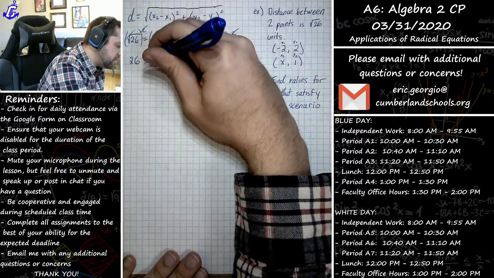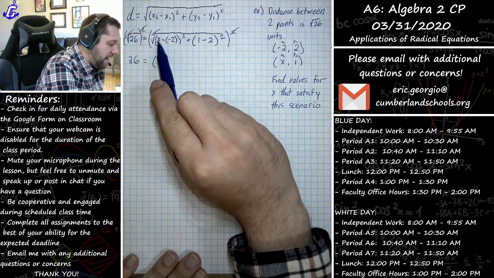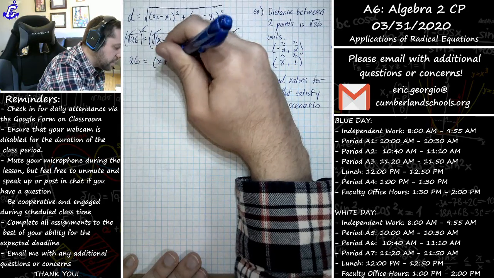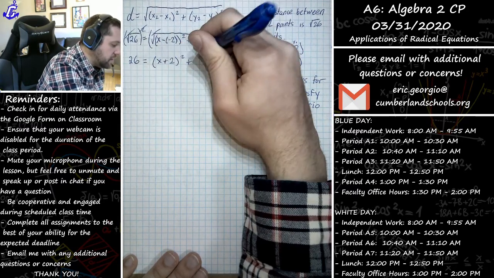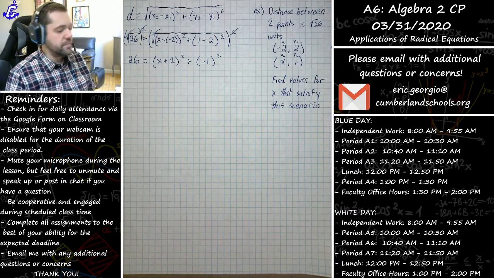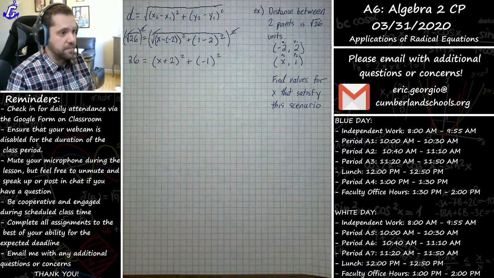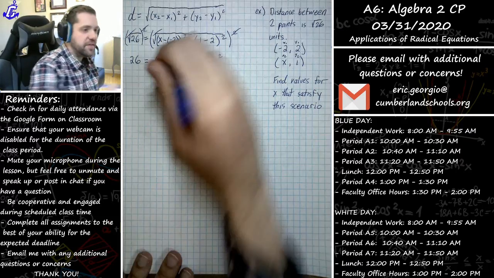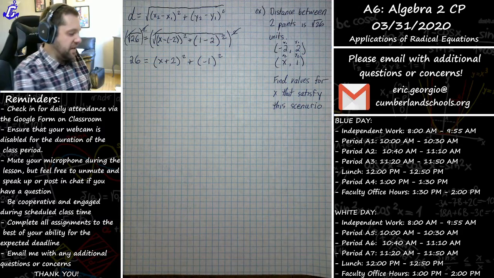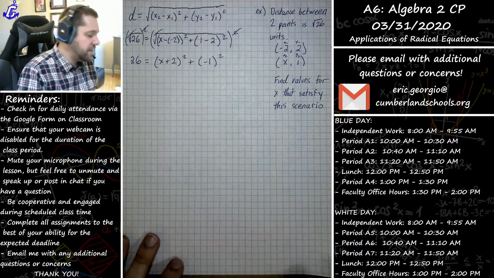That's now equal to, and I'm just going to clean up as I go, x minus negative 2, so x plus 2 squared plus 1 minus 2 is negative 1 squared. Hopefully everybody sees how that works. Okay? Now, this is probably just what your algebra instincts are saying to you at this point, like, what do I do next? I have to expand. I have to distribute and then solve for x.